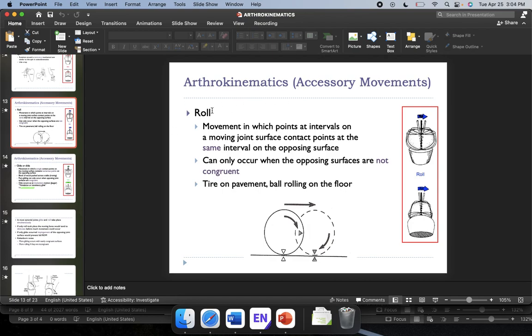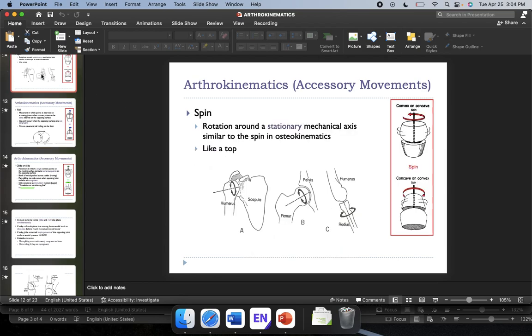So firstly, let me start with spin. Spin is an arthrokinematic movement that is important to understand. It only occurs at three joints in the body. Those three joints are pictured here on this slide. They include the humeral head as it sits in the glenoid fossa, the humeral head as it sits inside of the acetabulum, and the humeroradial joint as the concave fovea of the radius contacts the capitulum of the humerus.